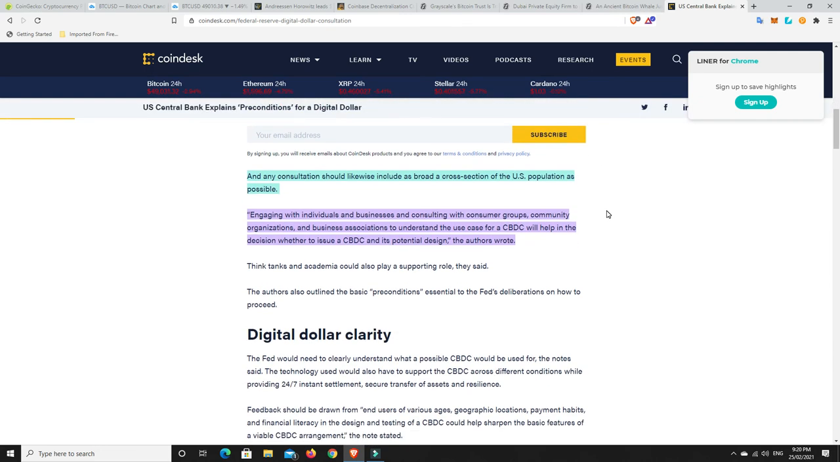Any consultation should likewise include as broad a cross-section of the US population as possible. I agree, you've got to get out there and talk to a whole lot of people, not just a few people. Engaging with individuals, agreed, and businesses, and consulting with consumer groups, community organizations, and business associations to understand the use case for a CBDC will help in the decision whether to issue a CBDC and its potential design. I completely agree with that.